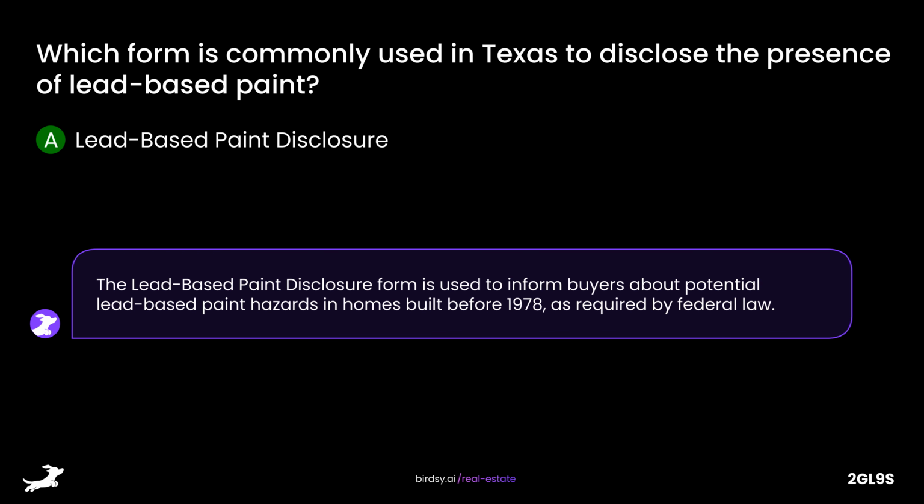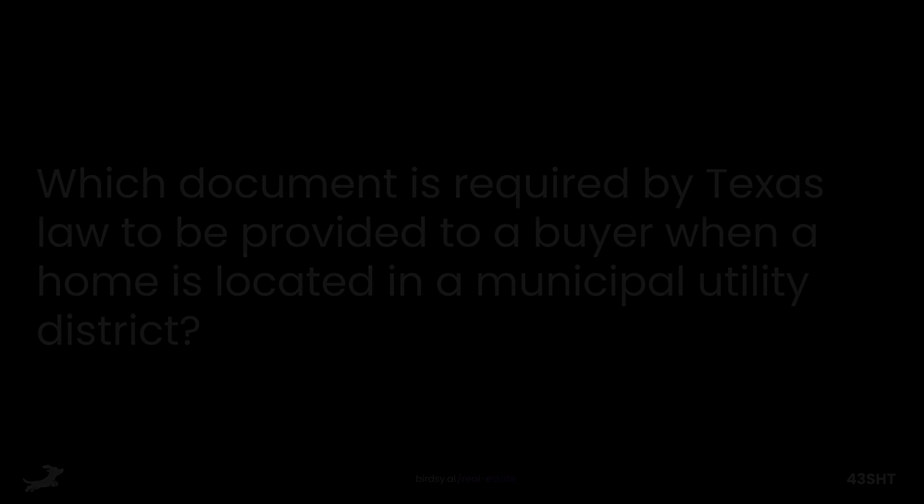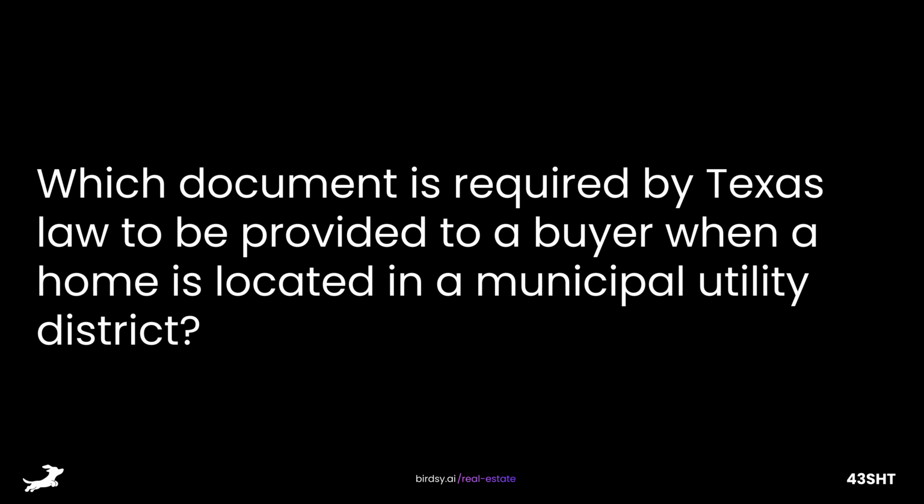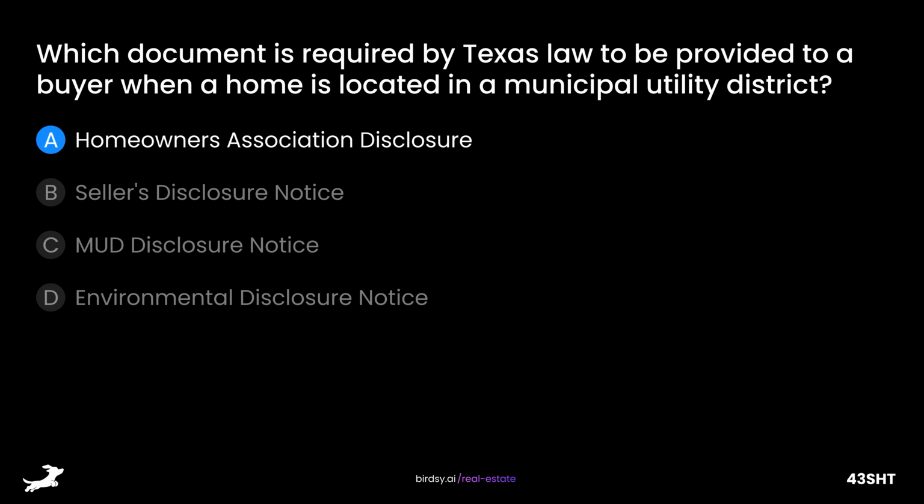The lead-based paint disclosure form is used to inform buyers about potential lead-based paint hazards in homes built before 1978, as required by federal law. Which document is required by Texas law to be provided to a buyer when a home is located in a municipal utility district? Is it A, homeowners association disclosure, B, seller's disclosure notice, C, MUD disclosure notice, or D, environmental disclosure notice? The answer is C, MUD disclosure notice.